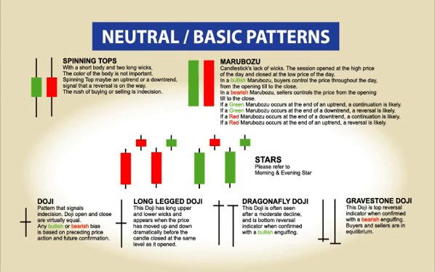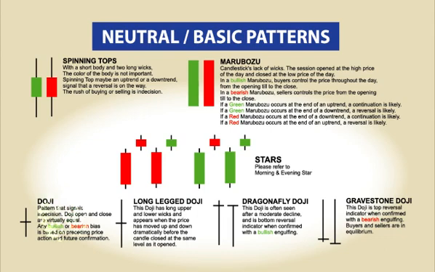If a green Marubozu occurs at the end of an uptrend, a continuation is likely. If a green Marubozu occurs at the end of a downtrend, a reversal is likely. If a red Marubozu occurs at the end of a downtrend, a continuation is likely. If a red Marubozu occurs at the end of an uptrend, a reversal is likely. Stars: please refer to morning and evening star.